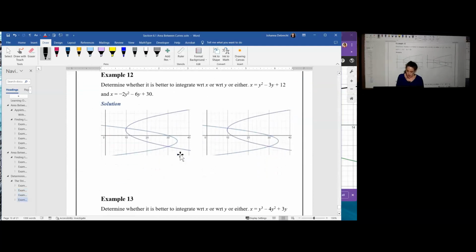In example 12, we want to determine if it's better to go with respect to x or with respect to y. The fact that both equations are solved for x is a good indication that probably going with respect to y is better. Let's see why.